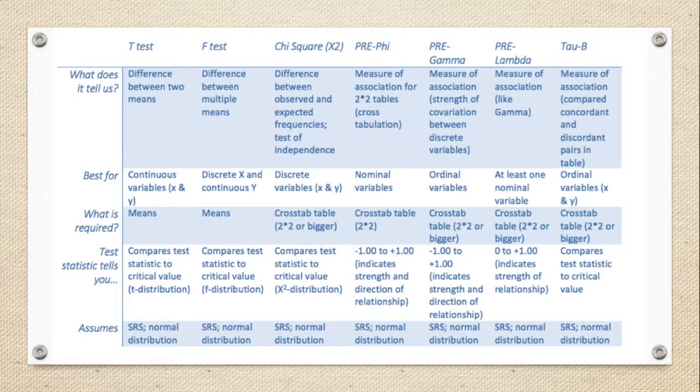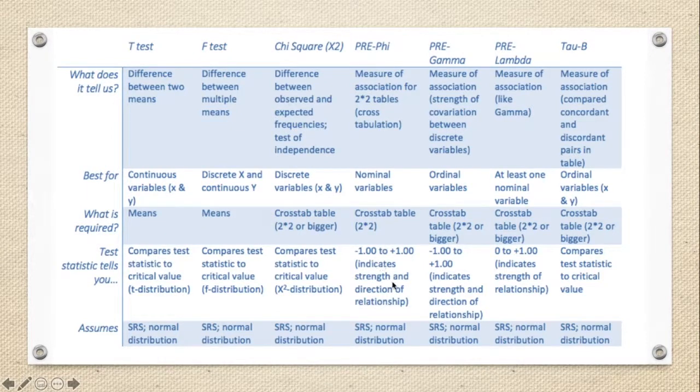Proportional reduction in error tests like phi, gamma, and lambda are measures of association for 2x2 tables, right? Cross-tabulation tables. As you'll notice here, the phi test uses nominal variables, the gamma uses ordinal variables, and lambda requires that at least one of those variables be nominal. What's required for all three of these tests, these proportional reduction of error tests, is cross-tabulation tables, 2x2.